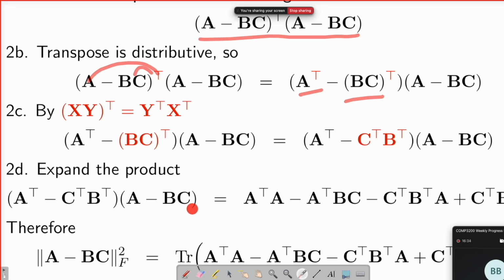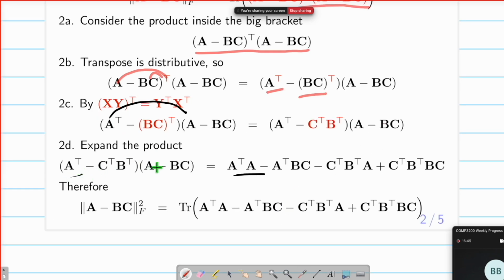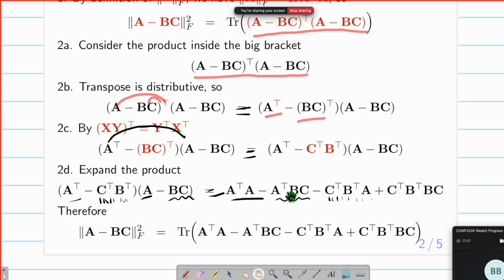So now this thing, I expand it. This A multiplied by this A gives me this term. Then this A multiplied by BC gives me A times BC transposed. Then this negative BC times A gives me this negative BC term. And lastly, negative and negative give me positive. So I have this big chunk of things. All these are equal, so this big chunk equals this big chunk.